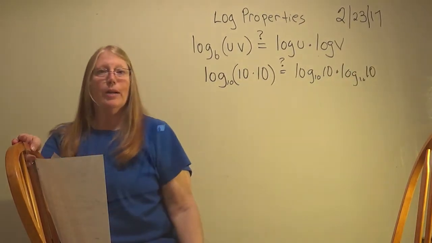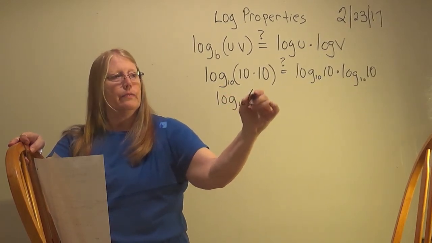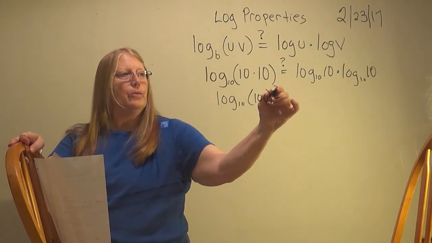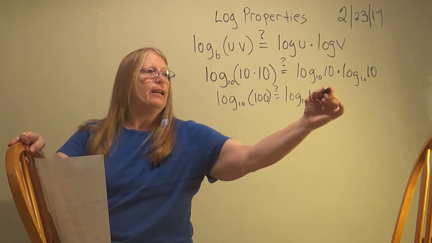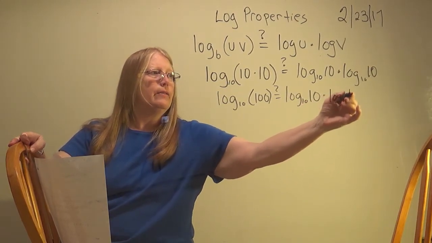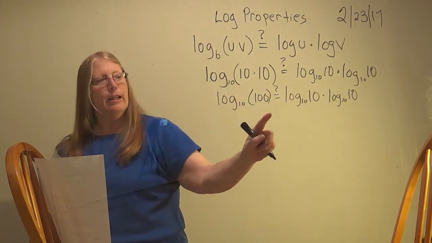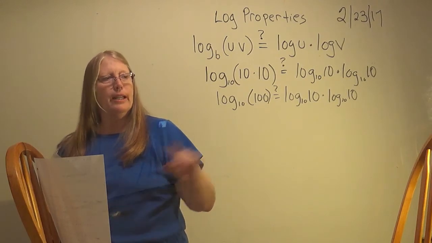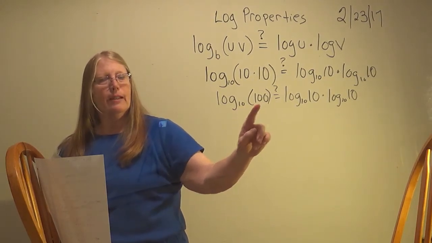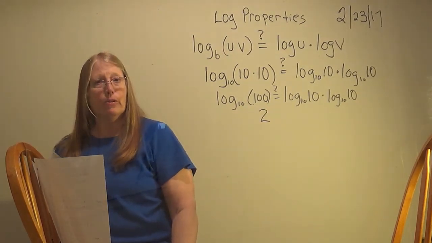Alright, so let's see what we come up with. Well, 10 times 10 is 100. And I'm still wondering if it's the same as the log base 10 of 10 times the log to the base 10 of 10. And I can come up with this because we are well taught and trained that this logarithm means what is the exponent I give this to get that. What is the exponent for this to get that? So the obvious exponent is 2. 10 to the 2 is 100.